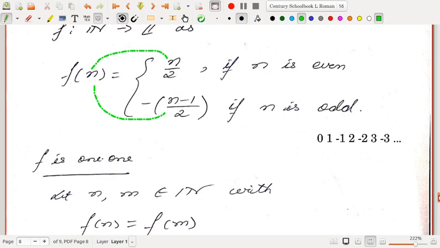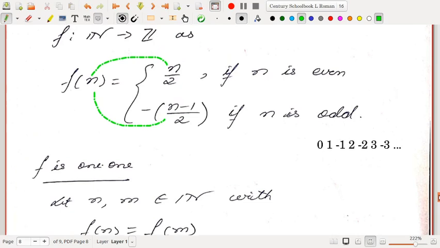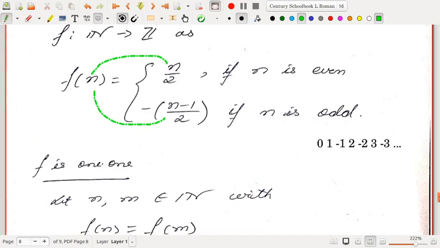So once you have a bijection between a set N to Z or N to any set, there are infinitely many bijections. The bijection that I construct may not be the same as the bijection that you construct, but the thing is that it should actually be a bijection. So the construction should be correct. So let us prove that f is 1-1.